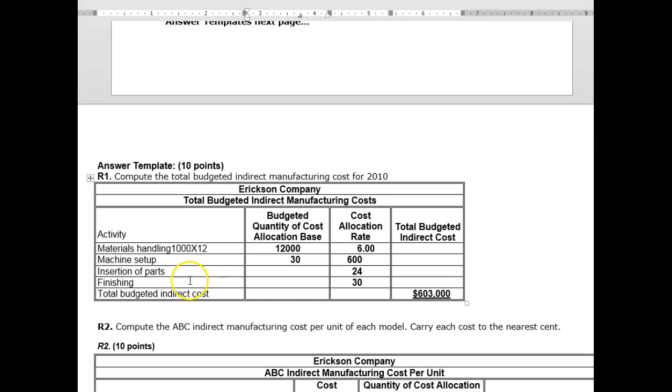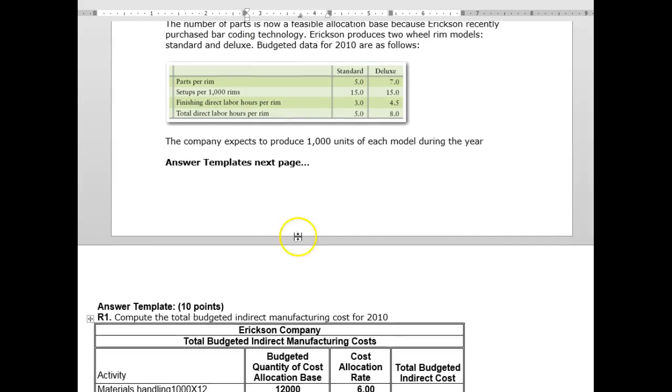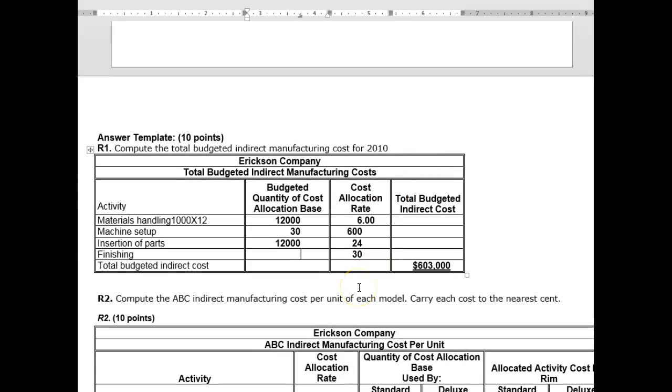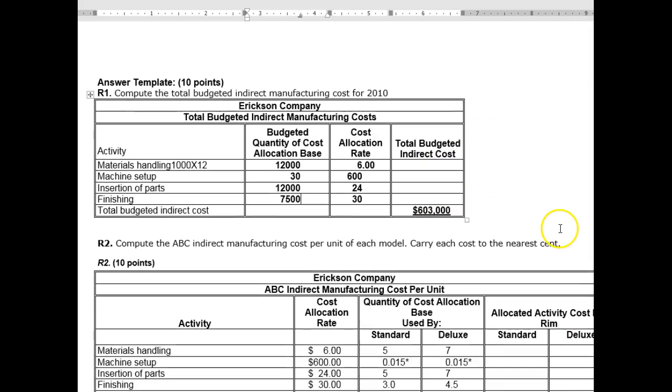If we add those two together, the insertion of points is going to be the same as material handling, right? Number of parts. And then your finishing is going to be, what does it say here? We've got 3 and 4.5, so we're going to add those two together, and multiply that times 1,000. It's going to give us 7,500. And then you will just multiply that out to come up with the indirect costs.